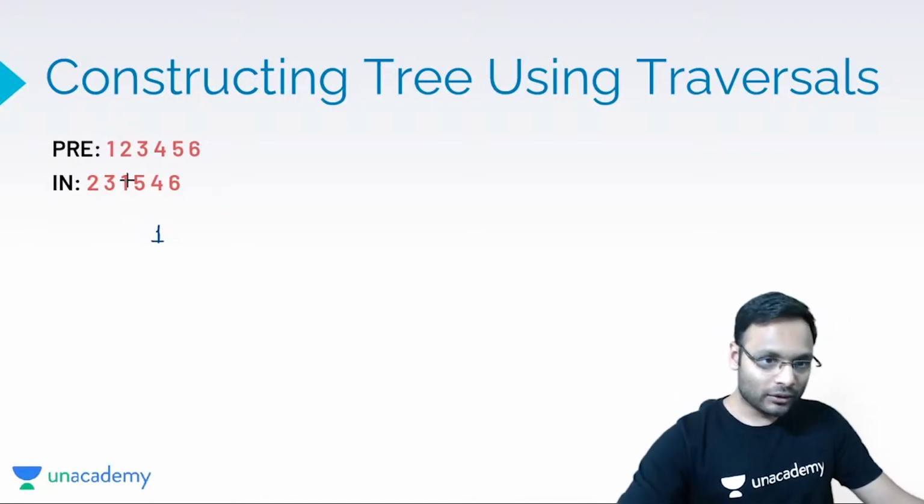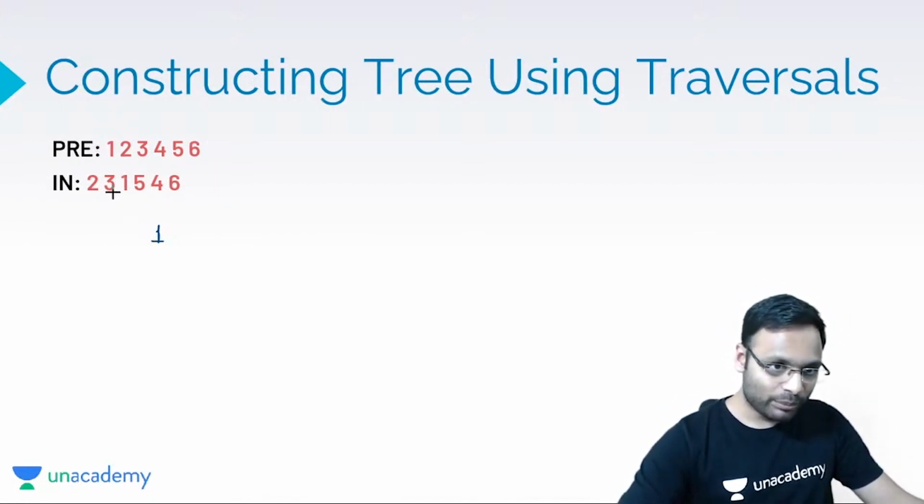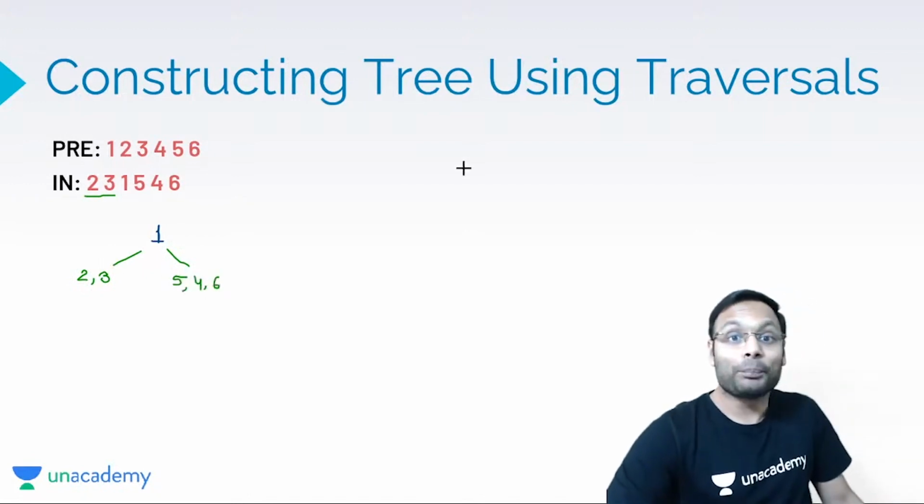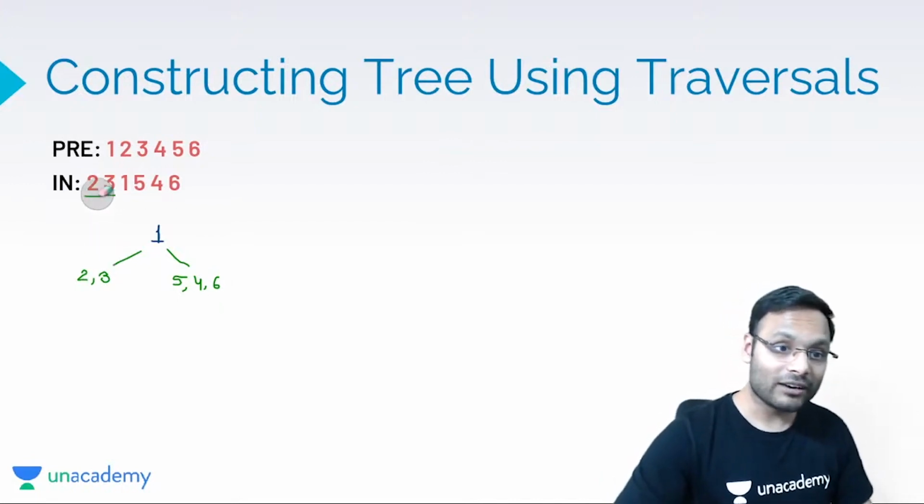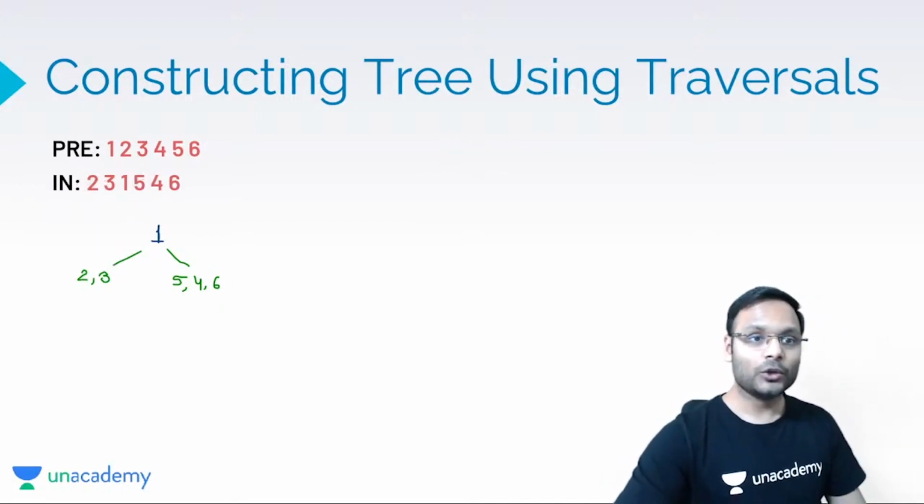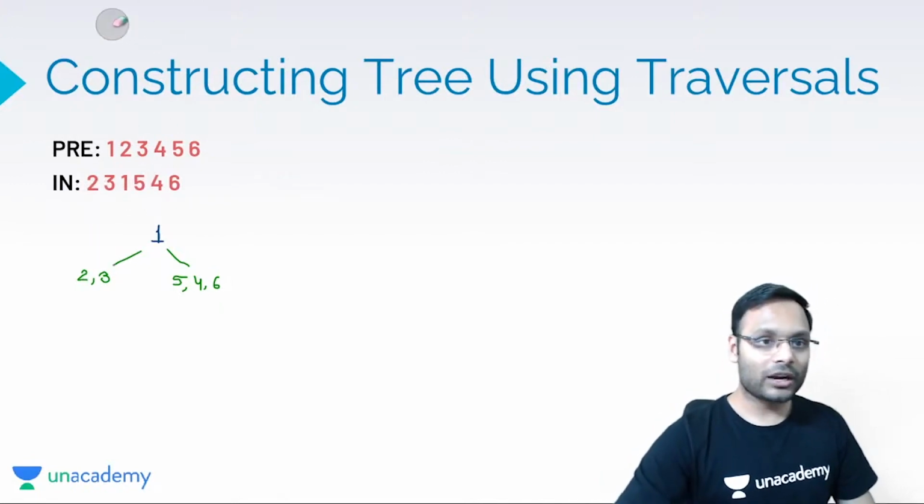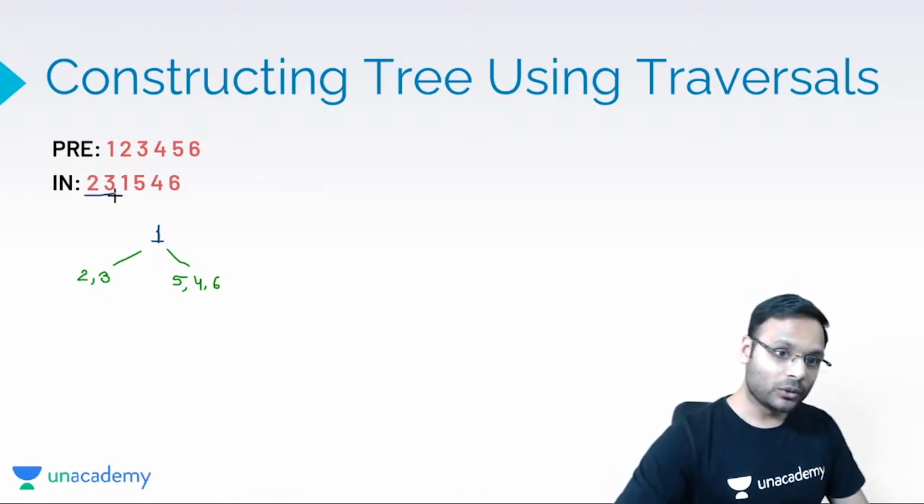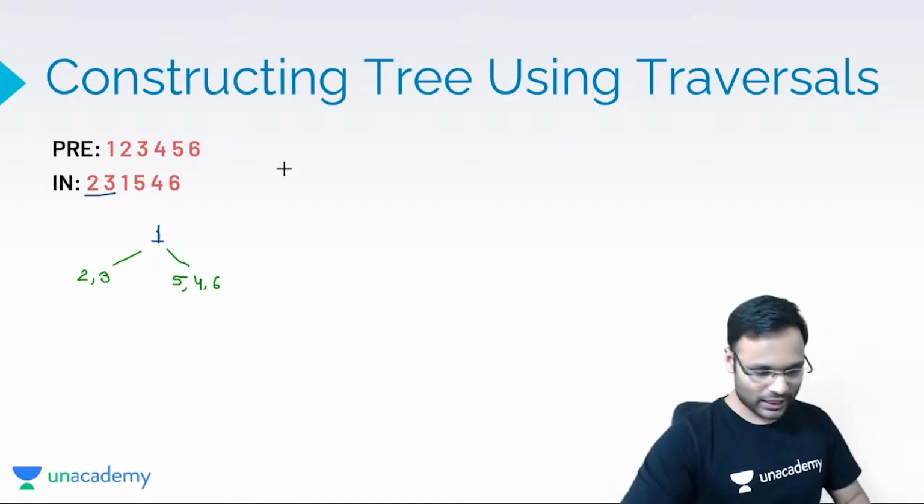How? Where is 1? Here. Before 1, whatever you traverse should go towards left. After 1, whatever you traverse should go towards right. That is the definition of inorder traversal. In order you traverse, first of all the entire left subtree, then root. So the entire left subtree 2, 3, then root, then 5, 4, 6 right subtree.